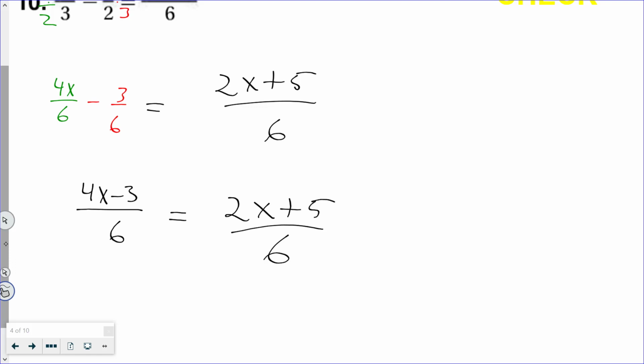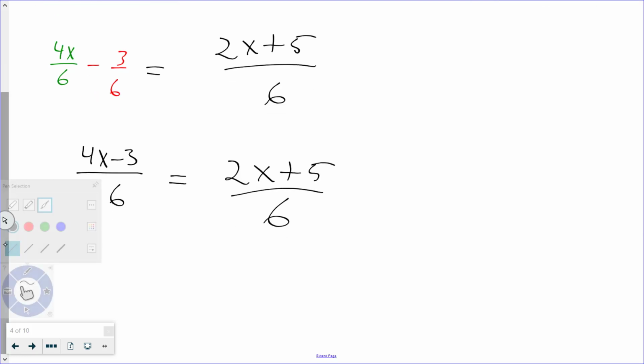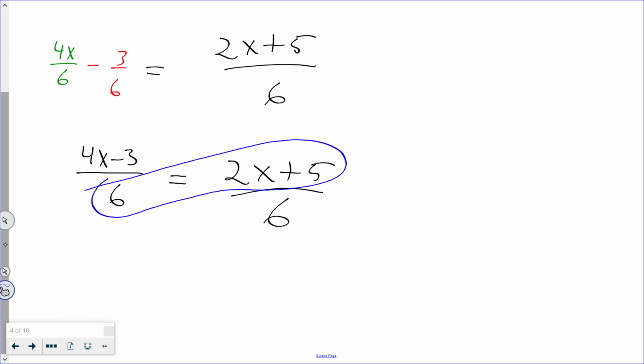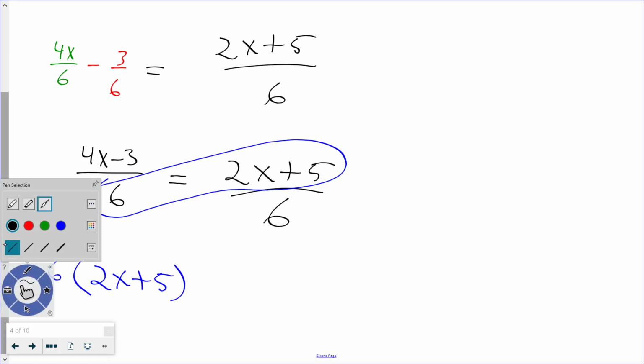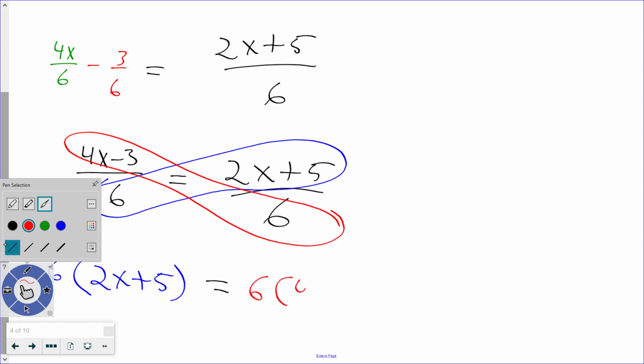Now that we have one fraction on this side, one fraction on that side, it's a proportion. And as we saw from the do now, you could solve a proportion by cross multiplying. So we have 6 times 2x plus 5 equals, and then we'll cross multiply here, 6 times 4x minus 3.